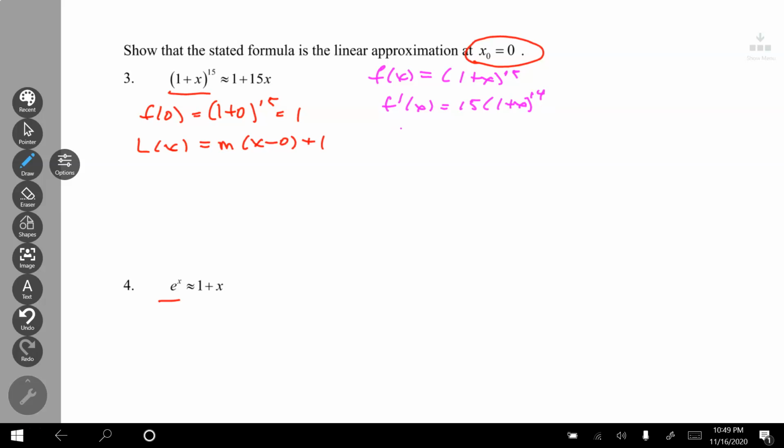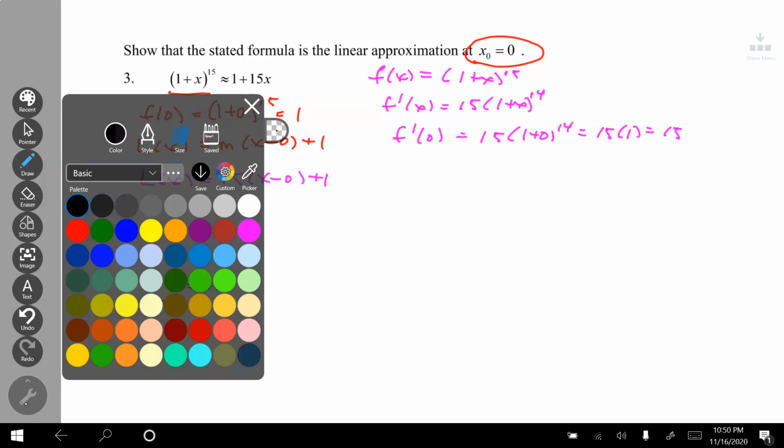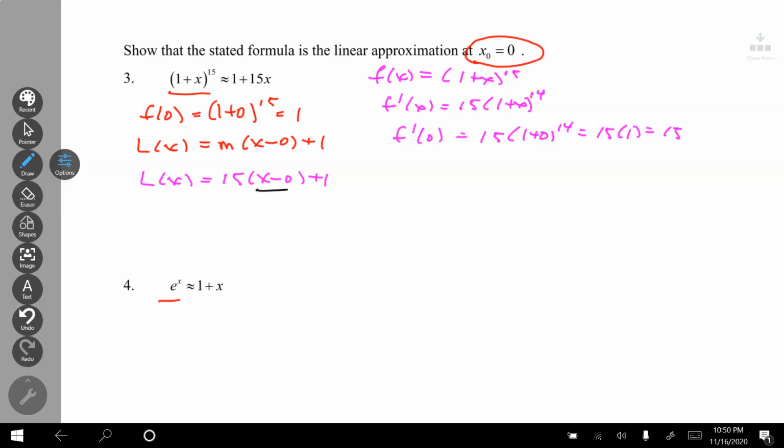So when I plug in 0, I get 15 times (1 plus 0) to the 14th. And I get 15 times 1, which is 15. So my linearization is going to be 15 times (x minus 0) plus 1. But we all know x minus 0 is just x.